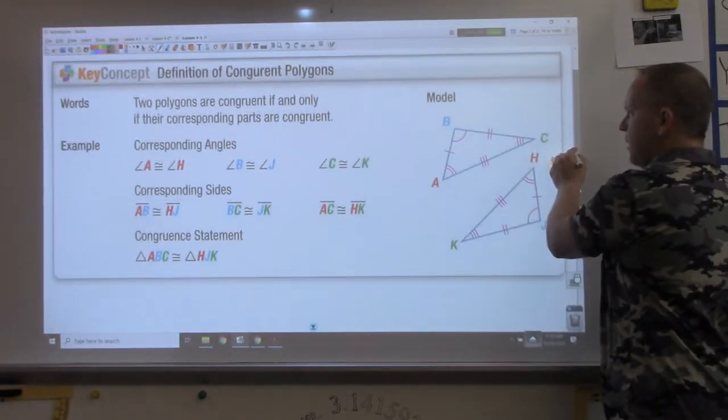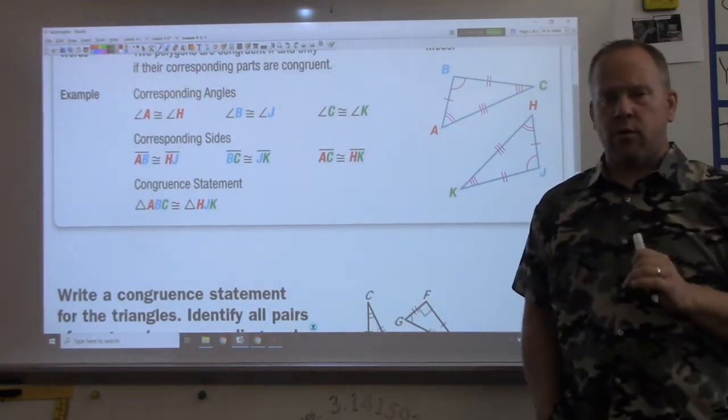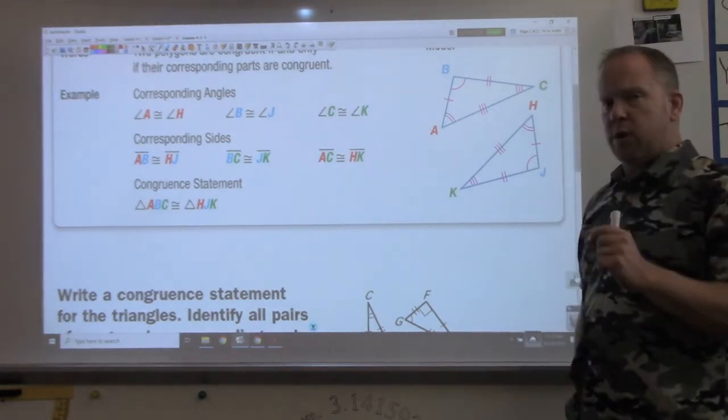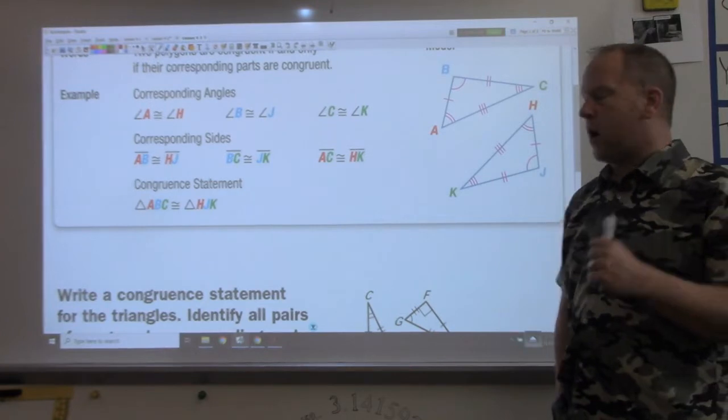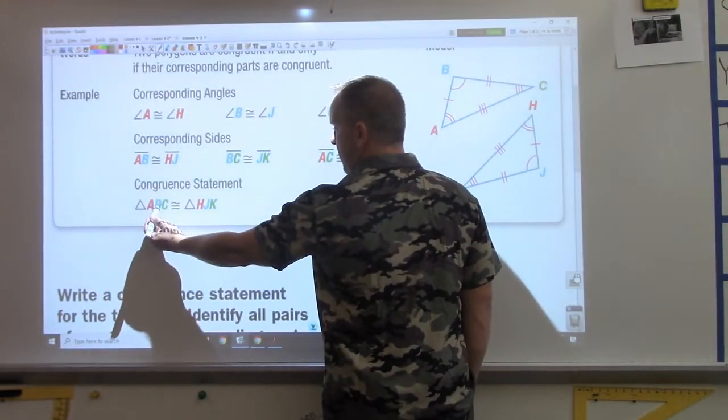Because when I get down to my congruence statement, okay, which you're going to have to learn how to write, you're going to have to write your own congruence statement, you're going to name a polygon, right? You're going to have 2 polygons. The first one you name, you can name it in any order you want. I don't care what order those letters are on. This one happens to be triangle ABC.